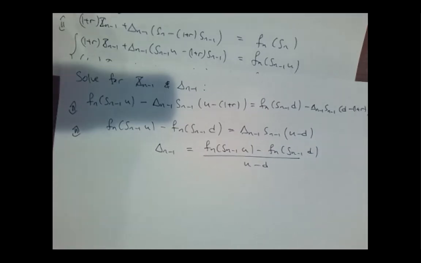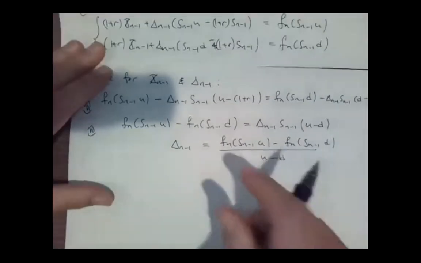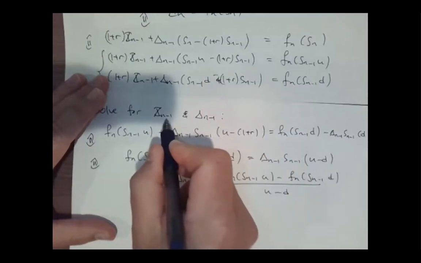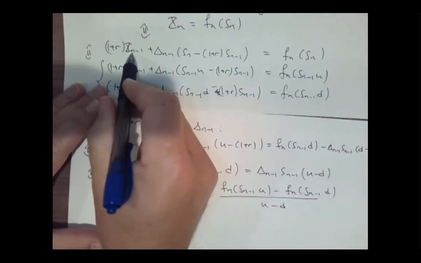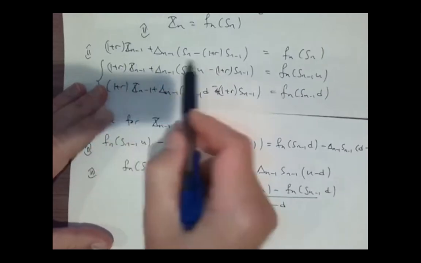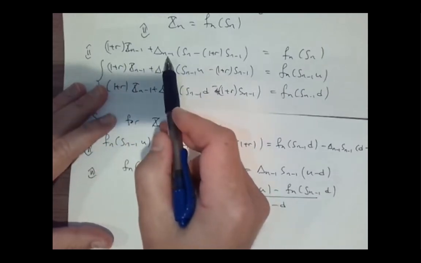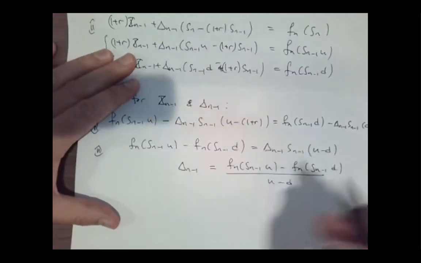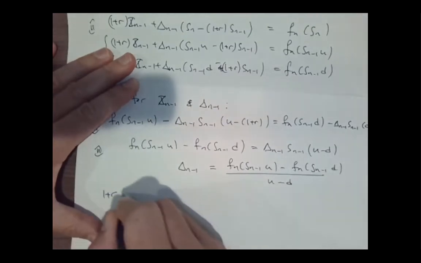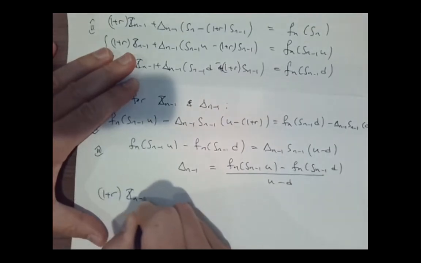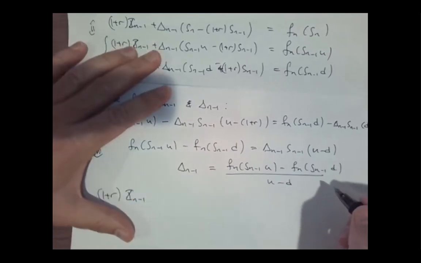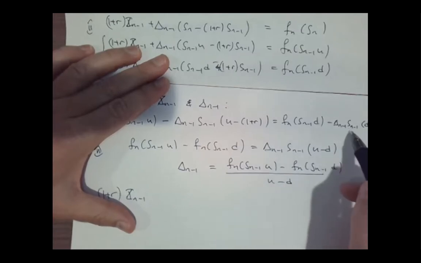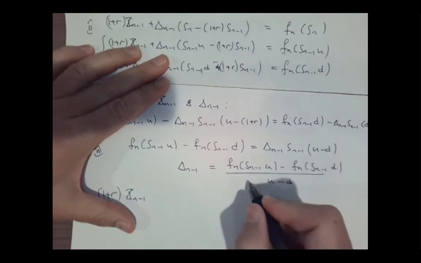That will give me the position, but of course I also need the other equation. I need my xn minus 1. So I can get that one from, say, the top equation. So I'll have 1 plus r xn minus 1. And then here I'll have, I'm missing a term, right? There should be an Sn minus 1 down here too.